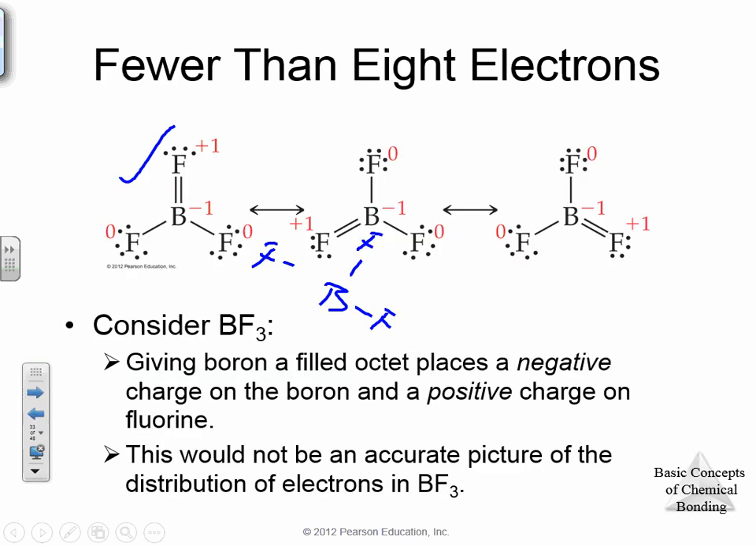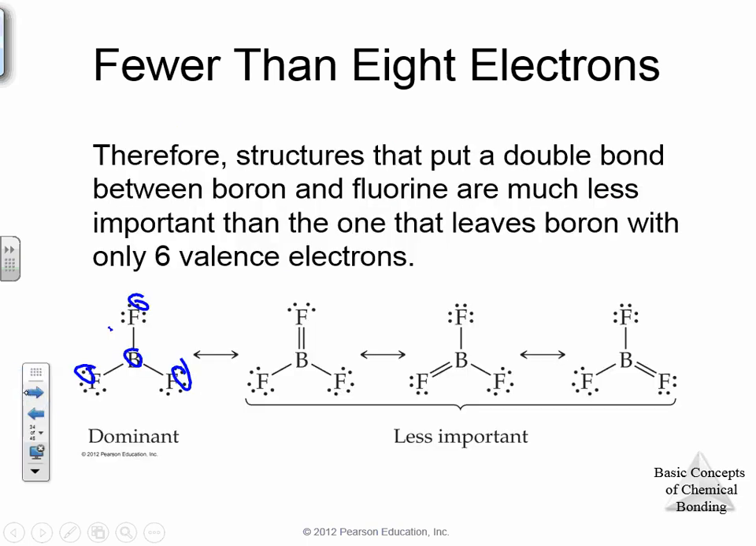Next up, fewer than 8 electrons. If we look at BF3, what we're going to be left with is boron. Boron has 4 electrons, and it really only wants to give 3 to fully match hydrogen. Then we have that double bond there. Giving boron a filled octet places a negative charge on boron and a positive charge on fluorine, which we don't like to do. So its dominant structure is going to be all single bonds. Its less important structure will be the double bonds.